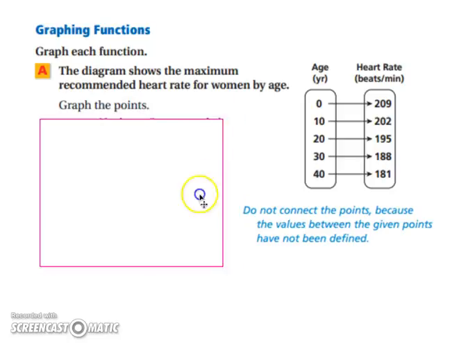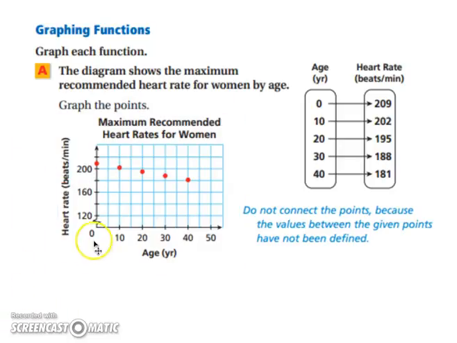So when we plot the points, we end up with our maximum recommended heart rates for women. So at 0, it's at 209. At 10, it's 202. And it keeps decreasing. We're not going to connect the points because the values between the given points have not been defined. What that is stating is that they didn't tell us what it is for age 5. So we can't just stick a line in there. They're very specific values. So when you're given specific values for something, you're not going to have a line connecting them like if you were to have had an equation.